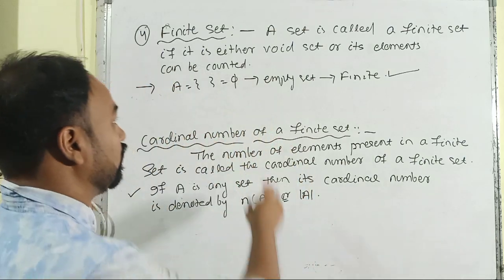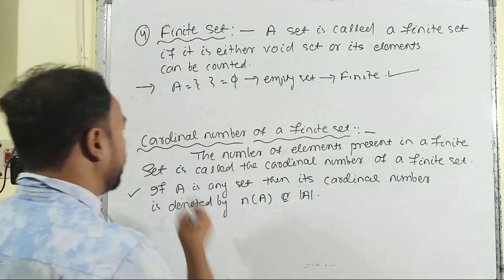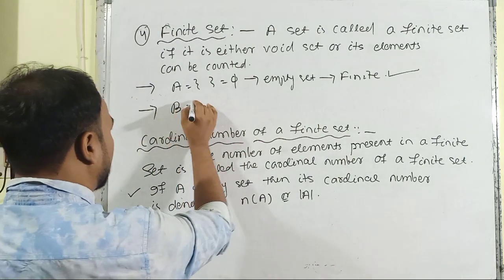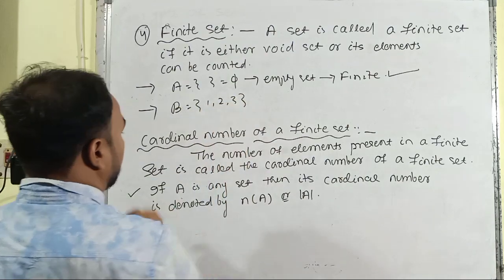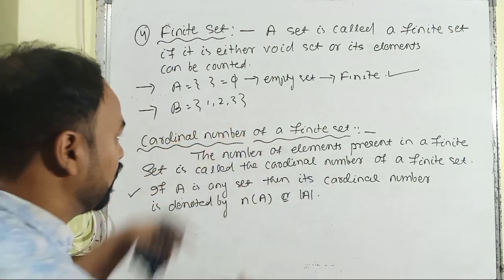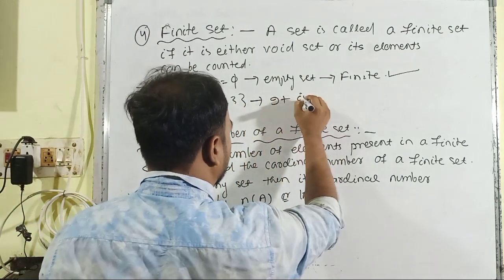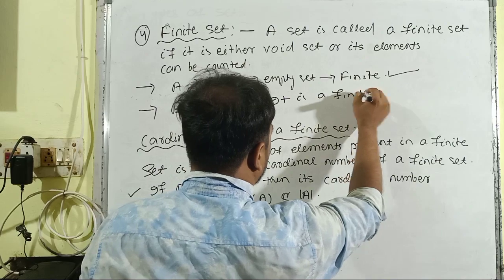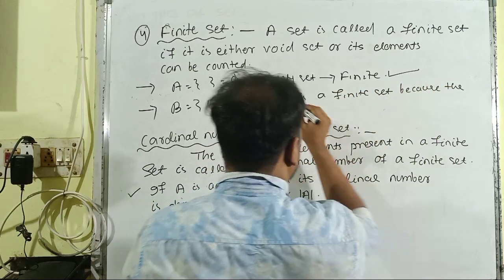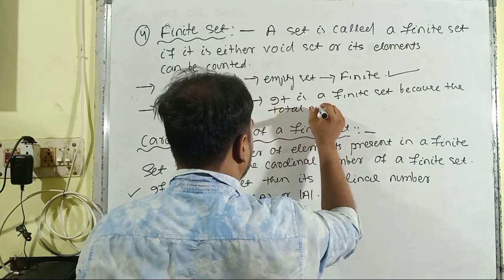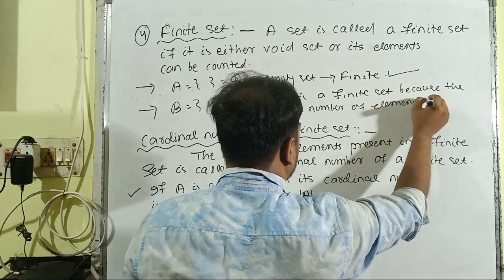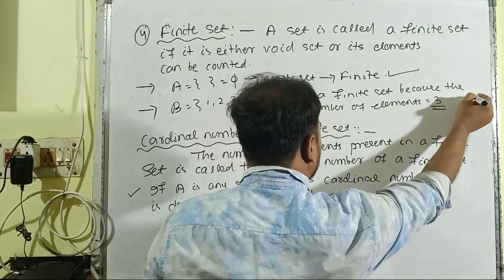And the second definition, if the elements are countable, that means let set B contain 3 elements in it, 1, 2, 3, and we can count that. It is a finite set because the total number of elements is equal to 3, and it is countable.